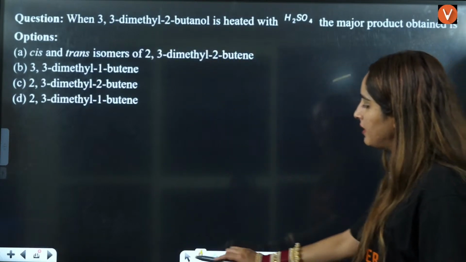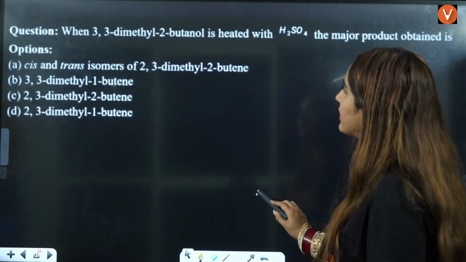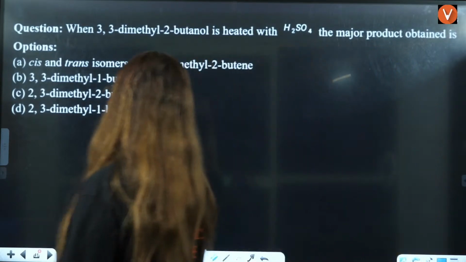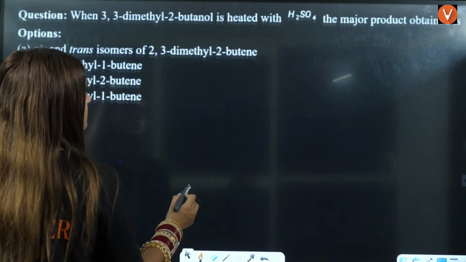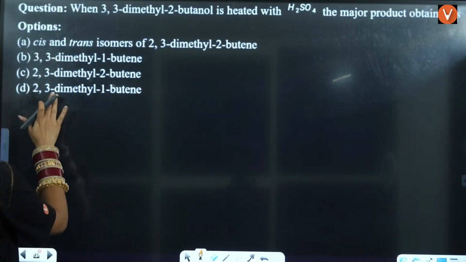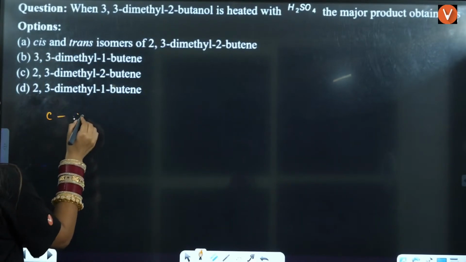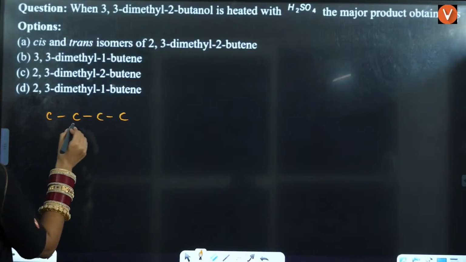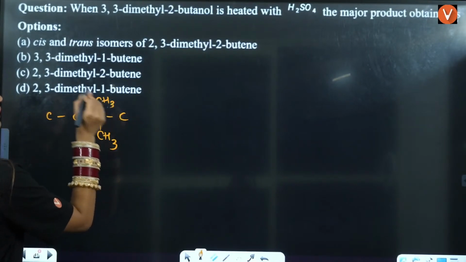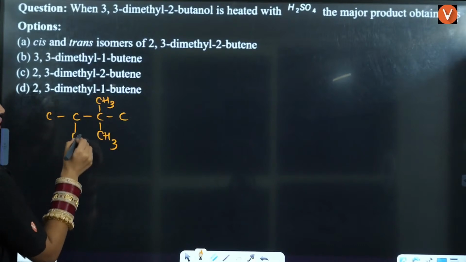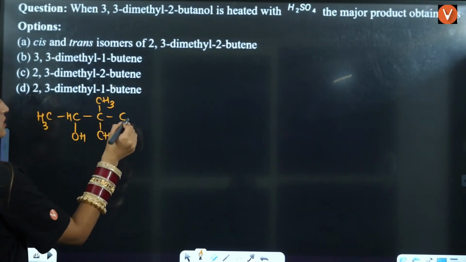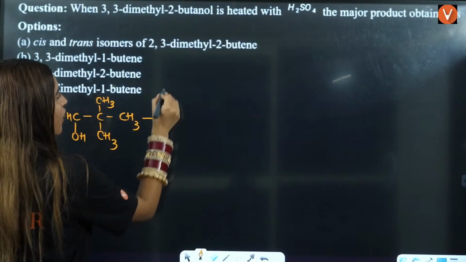Next question is when 3,3-dimethyl-2-butanol. Now, very interesting question. Okay, I'll just write this here because I also need to have space here. 3,3-dimethyl, 1, 2, 3, 4. 3,3 means here you have CH3, here you have CH3. 2-butanol means here you have OH. This is CH3, this is H, this is CH3. Okay.